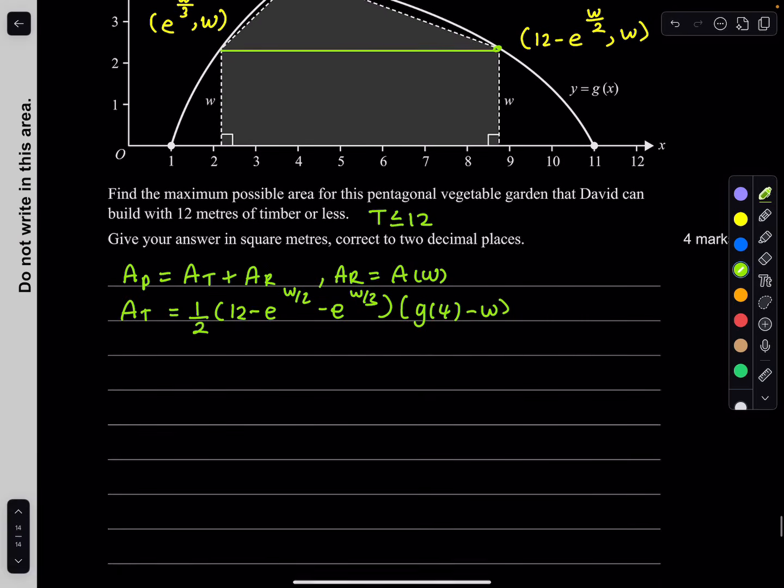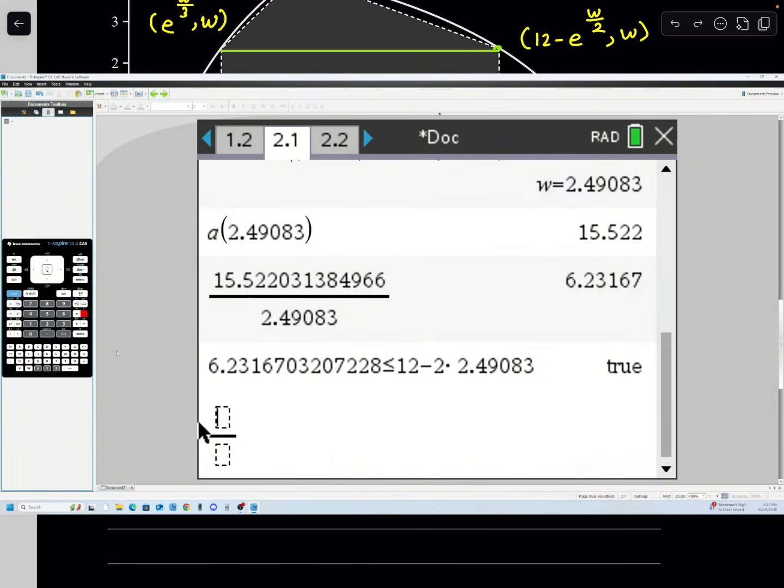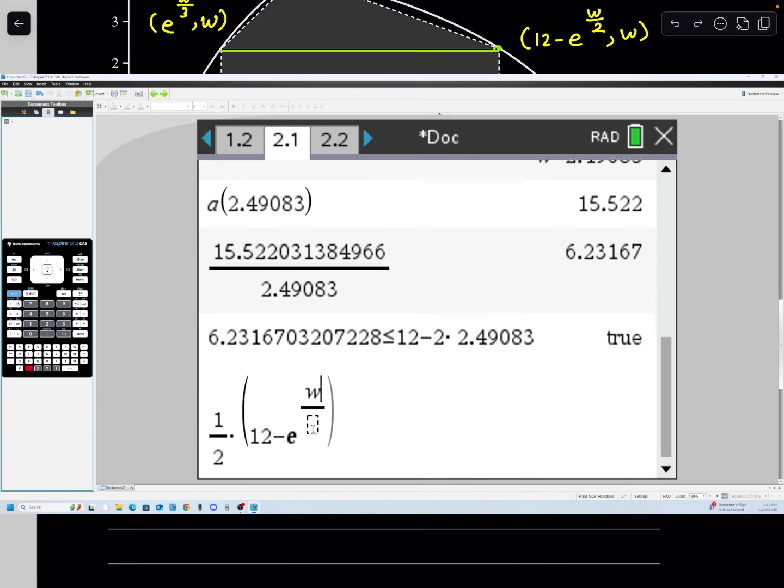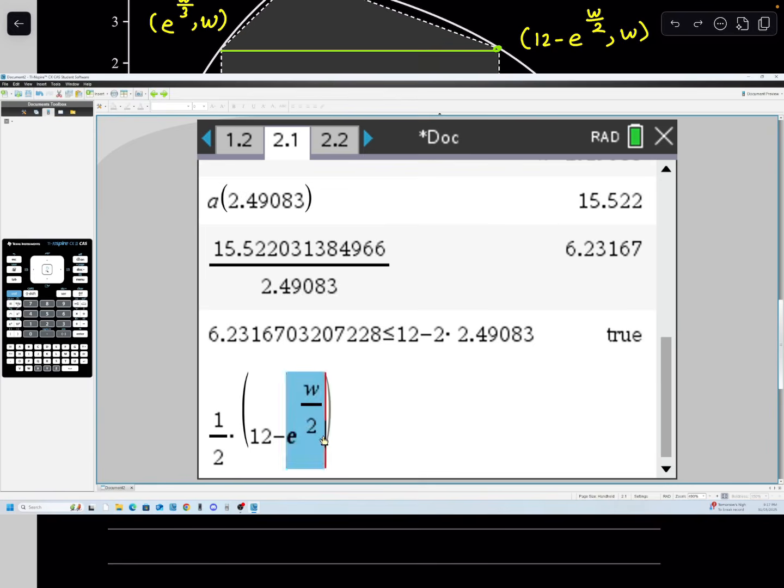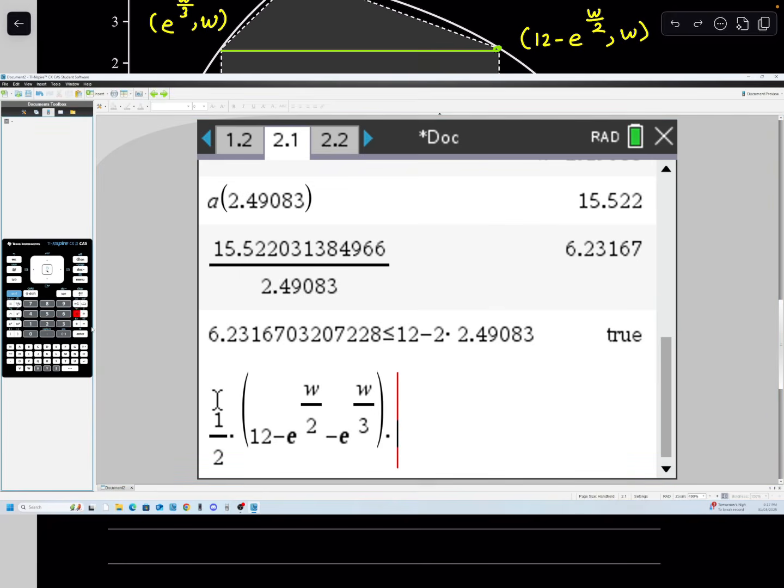So putting that all together, your area of this pentagon is your area of a triangle plus the rectangle. Let's do it with a CAS now because there's so much happening here. So adding all of those up, the area of this pentagon is, we said, half times 12 minus e^(W/2), I'm just going to copy that, minus W/3, times G of 4. Oh my god, we haven't even defined G. This is such a pain. Okay, that's not too bad. G of 4 minus W.